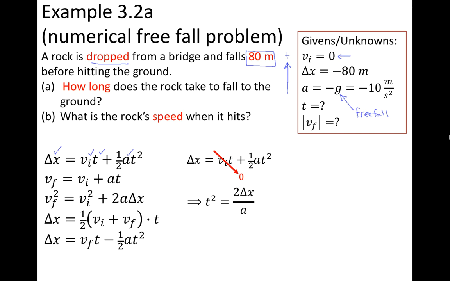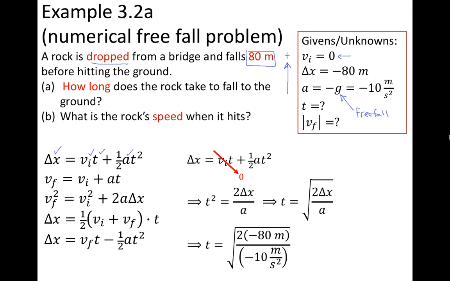Then to get t by itself, I need to undo t squared, so I can take the square root of both sides, giving us our solution. And now we can insert the values for delta x and a. When we plug all that into the calculator, we get the time, and it takes 4 seconds for the dropped rock to hit the ground.